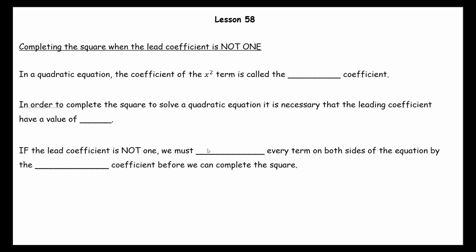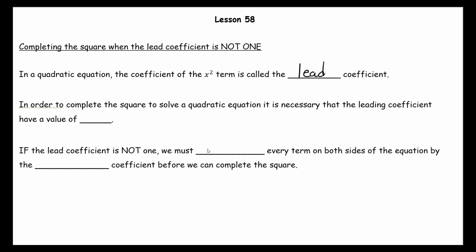Lesson 58, we're going to do some more on completing the square. This time we're going to do completing the square on a quadratic equation where the leading coefficient is not 1. If you watched the video I sent for you to have a review of completing the square, you remember that in all the problems we've done so far with completing the square, the lead coefficient is 1. So what I mean by that is in a quadratic equation, the coefficient of the x squared term is called the lead coefficient or the leading coefficient.